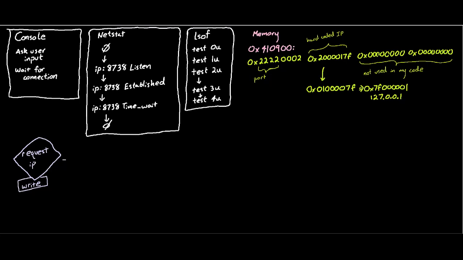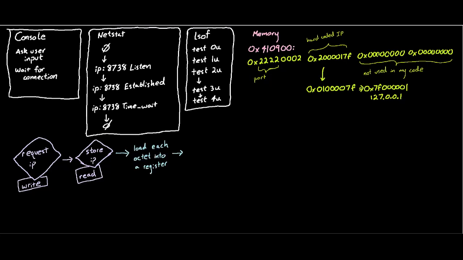And the first one that I have is to request the IP. So I need to write to the console the statement that I have for request IP. It's something like "please enter an IP address." The next thing that happens is to store the IP, which is done through the read syscall, which just takes that and stores it in memory. I have it store it in memory somewhere.